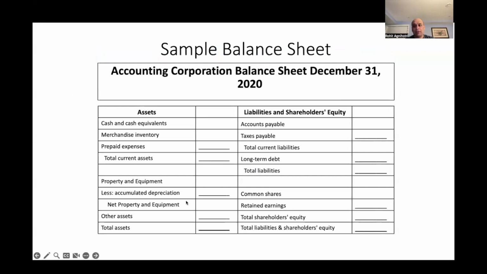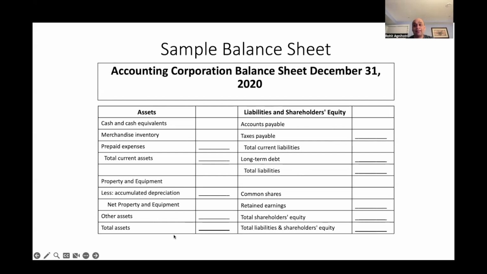This is how a sample balance sheet looks. Okay, you have all the assets on the left side and your liabilities and shareholders' equity on the right side. And again, shareholders' equity, you can call owner's equity as well. It's the same thing, so there is no need to get confused with those kinds of terms. Okay, so you take your assets, and the total assets should be equal to the sum of liabilities and owner's equity.